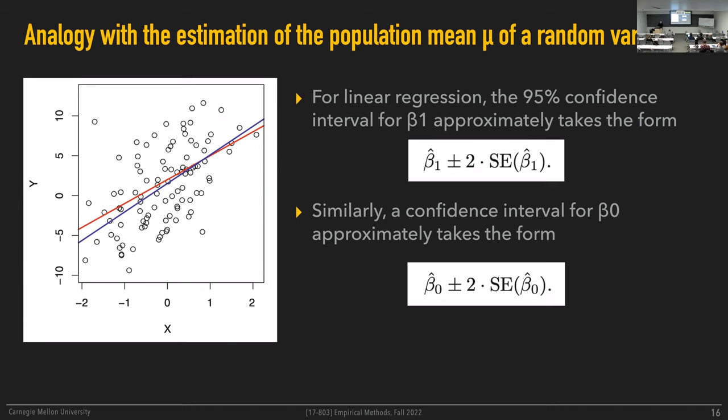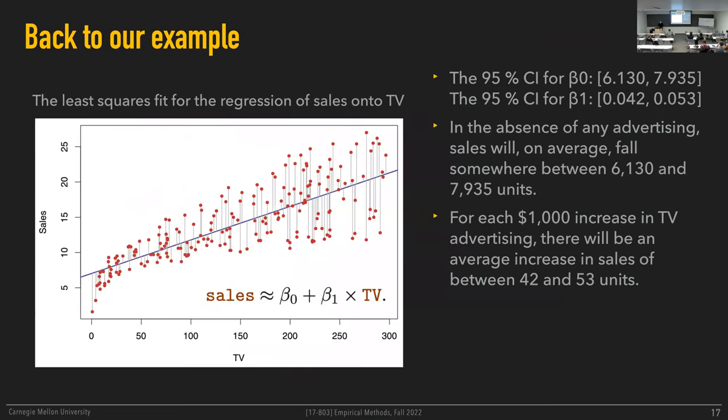So, this coefficient estimate, the confidence interval for it takes approximately this form. You have a coefficient estimate plus or minus two standard errors of that coefficient. More concretely, here's an example, back to our sales advertising example. The beta zero coefficient here has a 95% confidence interval of 6 point something to 7.9.